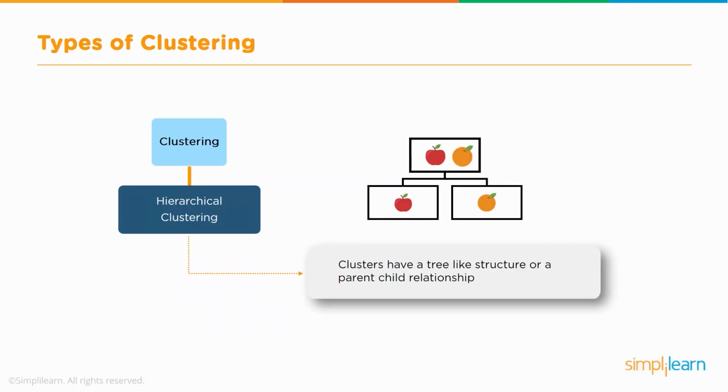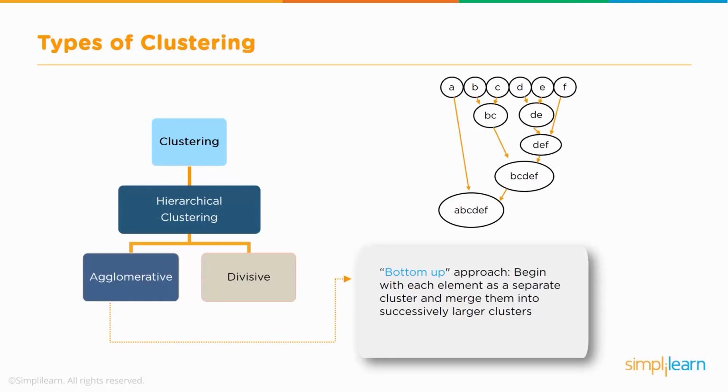In hierarchical clustering, the clusters have a tree-like structure, and hierarchical clustering is further divided into agglomerative and divisive. Agglomerative clustering is a bottom-up approach. We begin with each element as a separate cluster and merge them into successively larger clusters. So, for example, we have A, B, C, D, E, and F. We start by combining B and C in one cluster, D and E form one more, and then we combine D, E, and F into a larger cluster, and then B and C, and then finally add A.